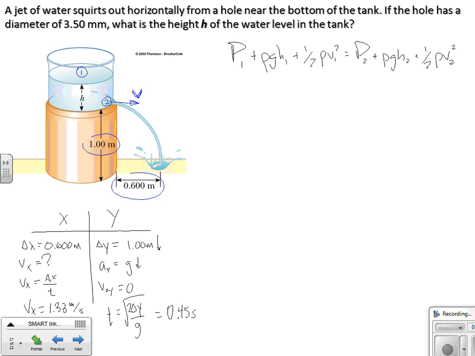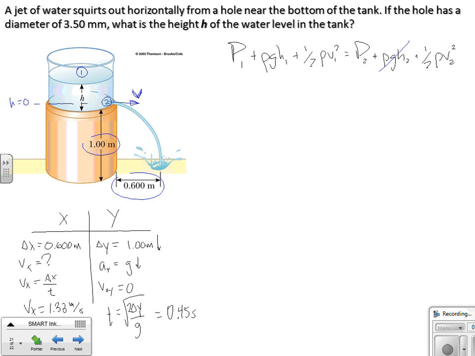What can we get rid of? Well, let's get rid of h2. We're going to call this the bottom. h is 0. That goes. What else can we get rid of?